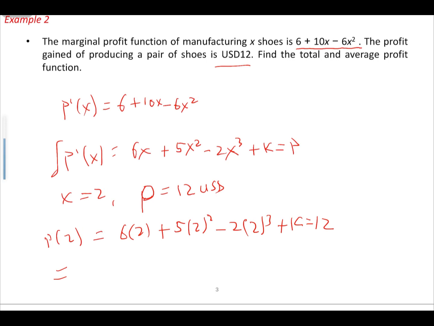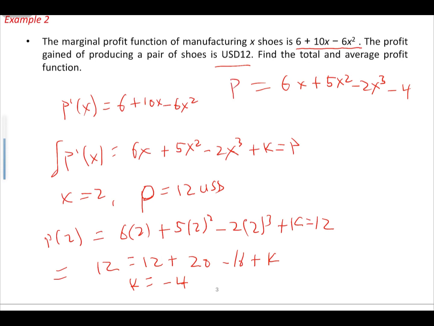So based on that, we can simplify everything and we are going to get 12 equal to 12 plus 20 minus 16 plus K. And at the end of the day, we are going to get K equal to negative 4. So let's come back and put it into our original function. We are going to get 6x plus 5x squared minus 2x power 3 minus 4. This is our P. So now we have our profit function.